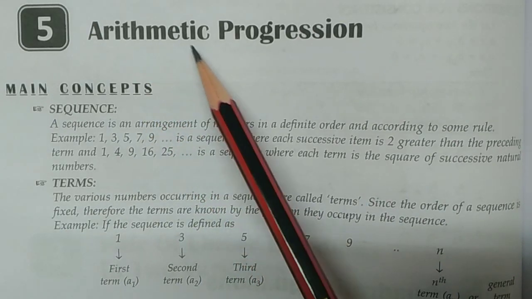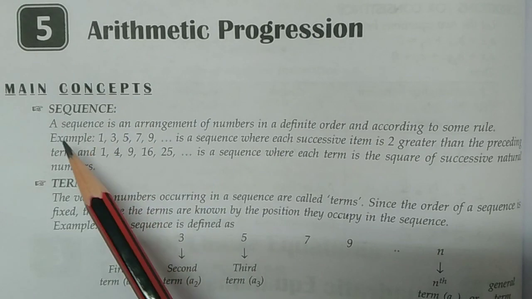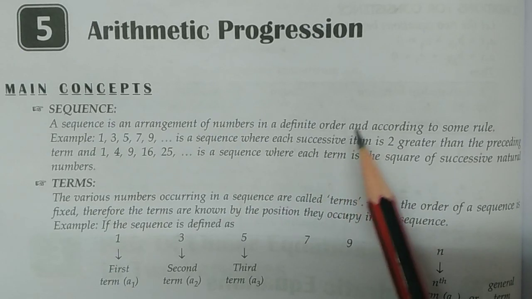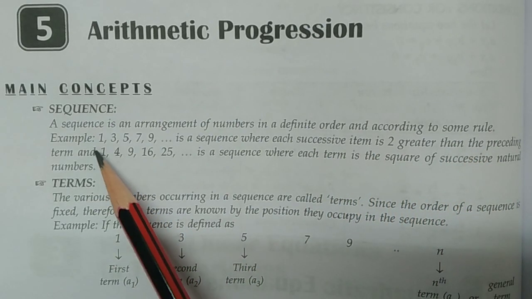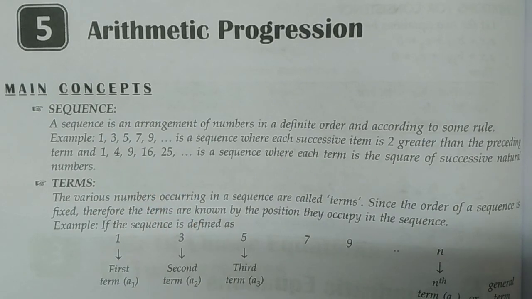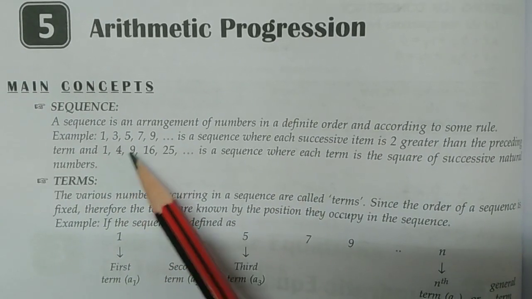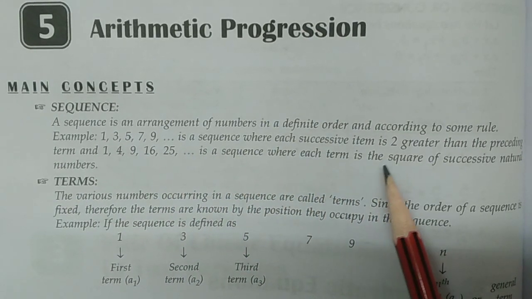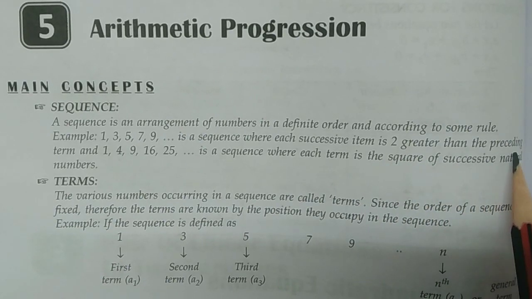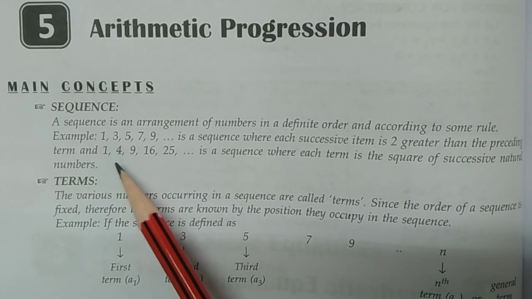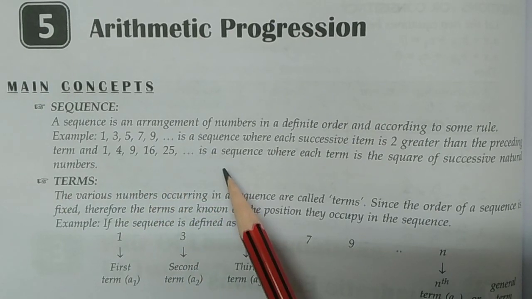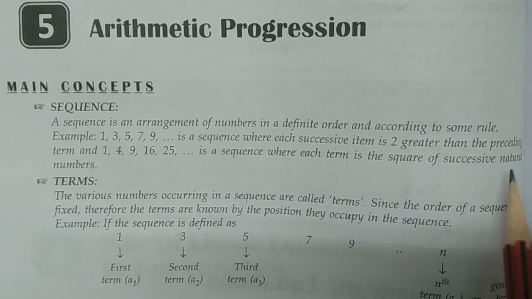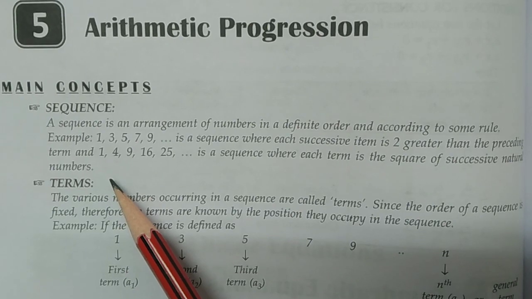Start from here. Arithmetic progression, its main concept, sequences. A sequence is an arrangement of numbers in a definite order and according to some rule. Example: 1, 3, 5, 7, 9 is a sequence where each successive term is 2 greater than the preceding term, and 1, 4, 9, 16, 25 is a sequence where each term is the square of successive natural numbers.